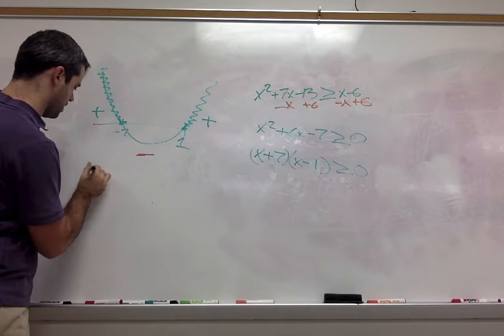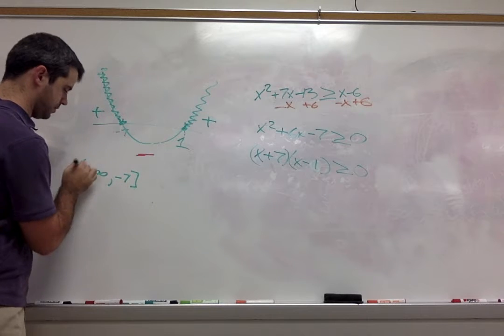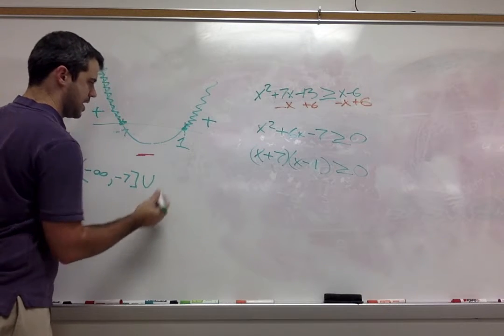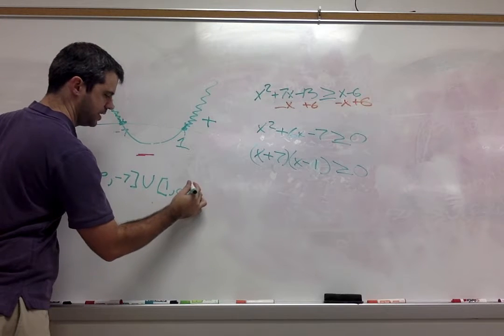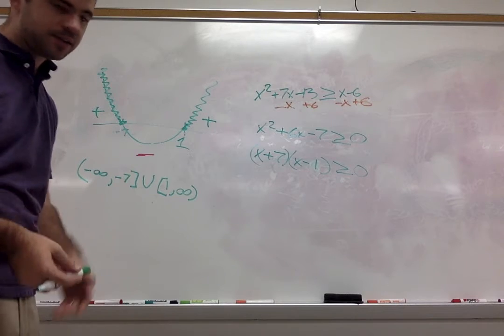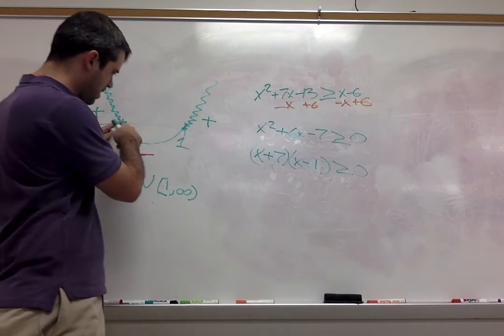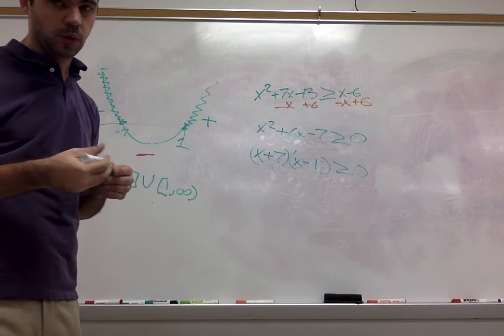So anything from negative infinity to negative 7 inclusive, and anything from 1 to infinity is going to be a solution here. And again, if we had gone negative, it would have been anything from negative 7 to 1 would have been our solution.